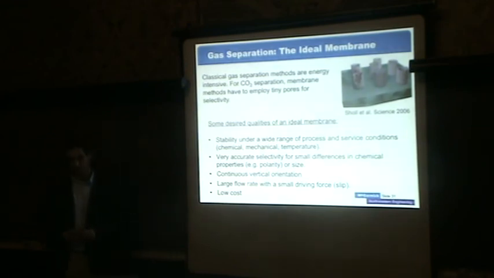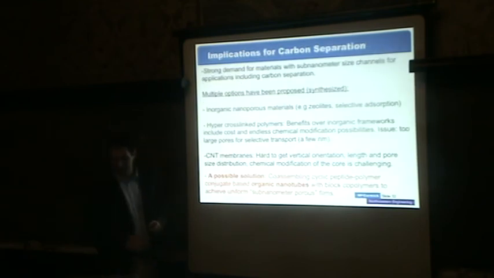Okay, so from a gas separation perspective, the ideal membrane would have to have certain desired qualities. It would have to be stable under a wide range of process and service conditions, so it should be chemically, mechanically, and temperature-wise very stable. It should have very accurate selectivity for small differences in chemical properties, such as polarity and size. It should have a continuous vertical orientation, a large flow rate with a very small driving force, and also a low cost if possible. But this is a lot of constraints, of course.